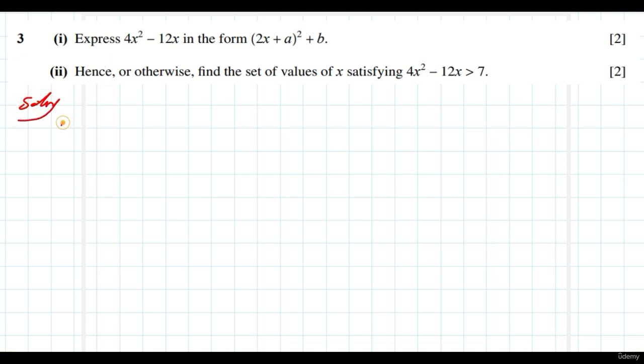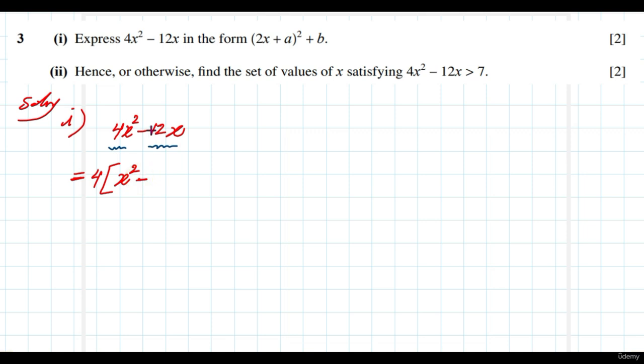Okay, so let's start with the first part. We have 4x squared minus 12x. And this is in the form of a function, it's not an equation in this form. Therefore, we need to consider the first and the second term, which include the x variable. So the first step is to make the leading coefficient 1. The leading coefficient in this form is 4. Therefore, we need to take out 4 in order to make the leading coefficient for x squared 1.